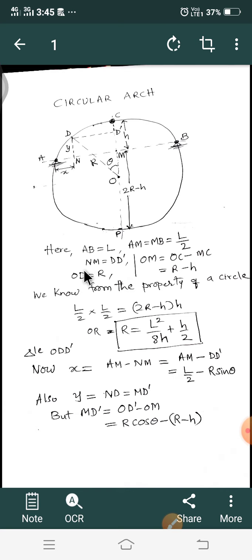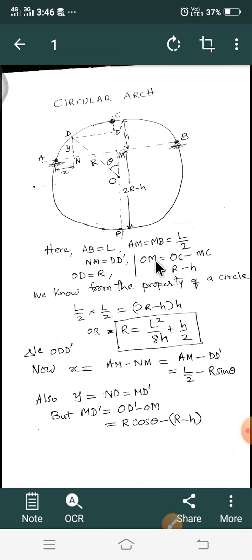Now you look at this diagram here. Here AB is equal to L. A and B are the supports. This is equal to L. And AM, we can see this AM here, M is the midpoint. So AM and MB will be same, which are L by 2. NM is equal to D dash. You can see this is NM here. This is same as D dash. That is what I have written here.